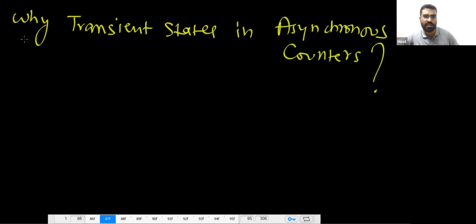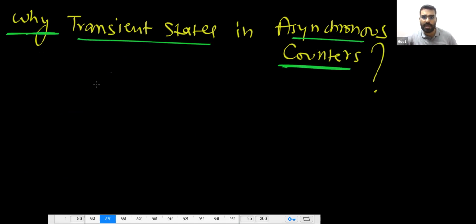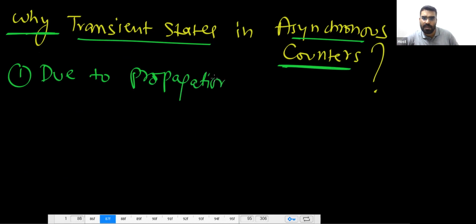What is the reason why these transient states occur in asynchronous counters? They will not happen in the synchronous counter. They will happen in the asynchronous counter, and the reason is propagation delay. But there is another reason. Remember, these transient states will not be present in the synchronous counter.